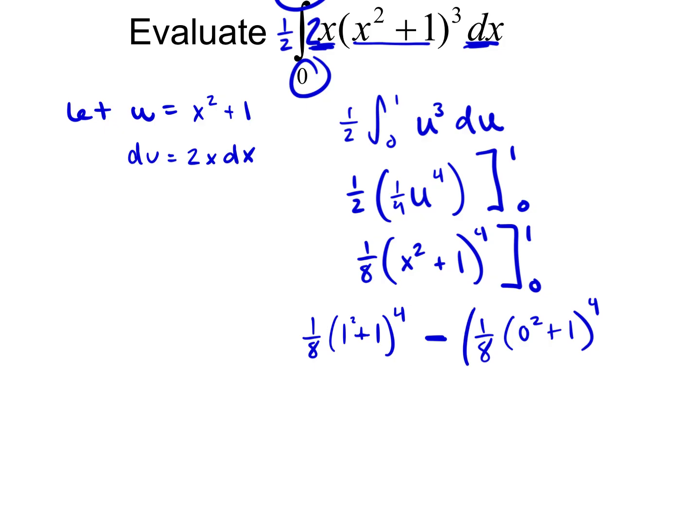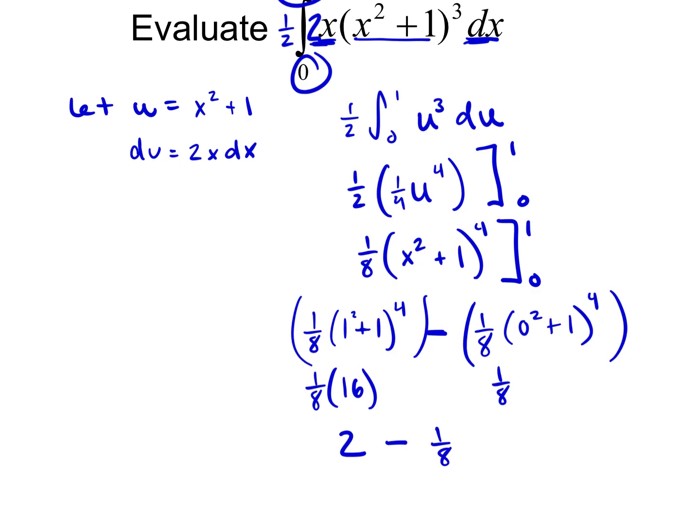So let's figure out what we get when we plug in 1. So 1 squared plus 1 would be 2. 2 to the 4th power is what? 16. So we get 1/8 times 16, which would be 2. Minus, here we would get 1 to the 4th power, which would just be 1, times 1/8 would just be 1/8. So we have 2 minus 1/8.